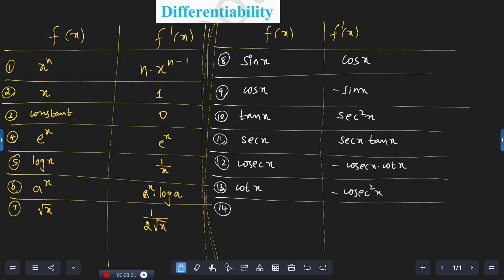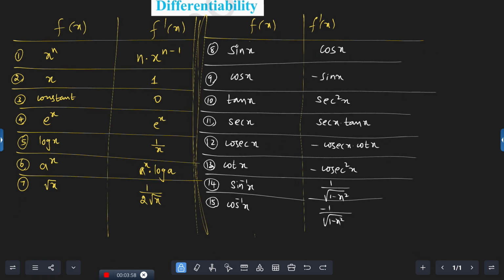So 14th one, sin inverse of x is equal to 1 divided by square root of 1 minus x square. And 15th one, cos inverse x is equal to minus 1 divided by square root of 1 minus x square. Next, 16th one, tan inverse x which is equal to 1 divided by 1 plus x square. Maximum these 3 only in inverse they will be asking. Okay.